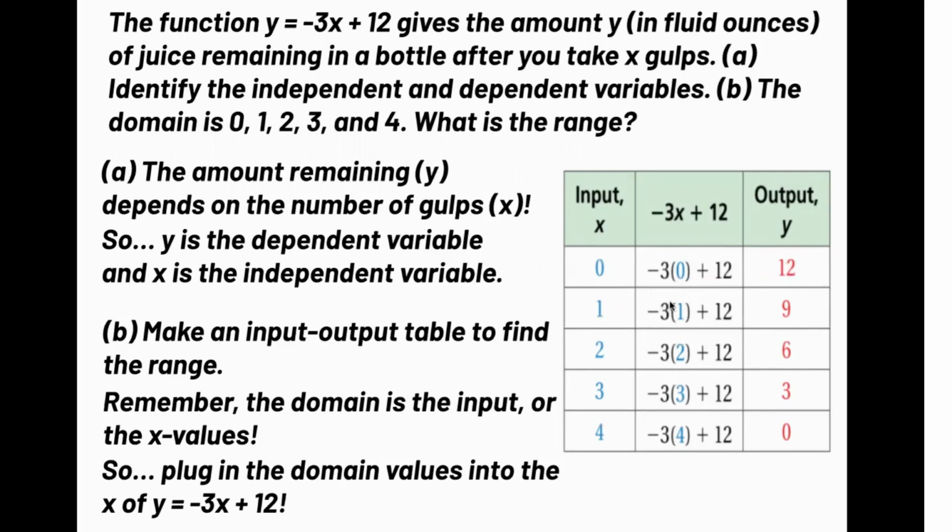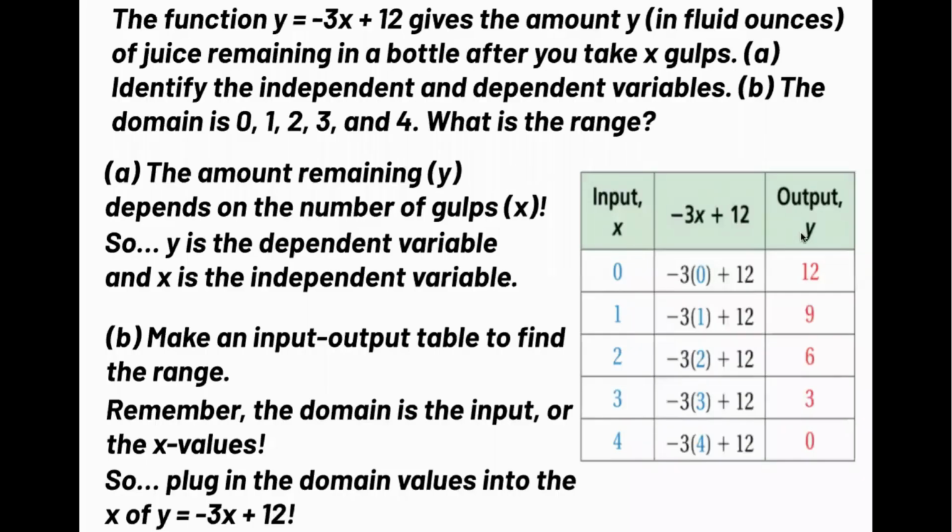Input positive 1, and you would get -3 plus 12, and your output would be 9. Input positive 2, and you would get -6 plus 12, and that would just be 6. As for positive 3, that would give you -9 plus 12, and your output would be 3. And lastly, if you input 4, you would get -12 plus 12, which is just 0. And now that you've plugged in all your input values, you can now state your output values as your range, which would just be 12, 9, 6, 3, and 0.